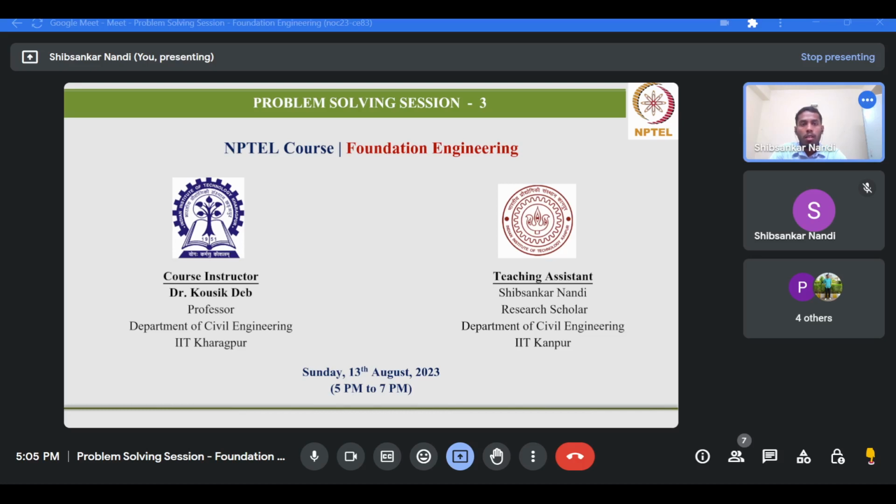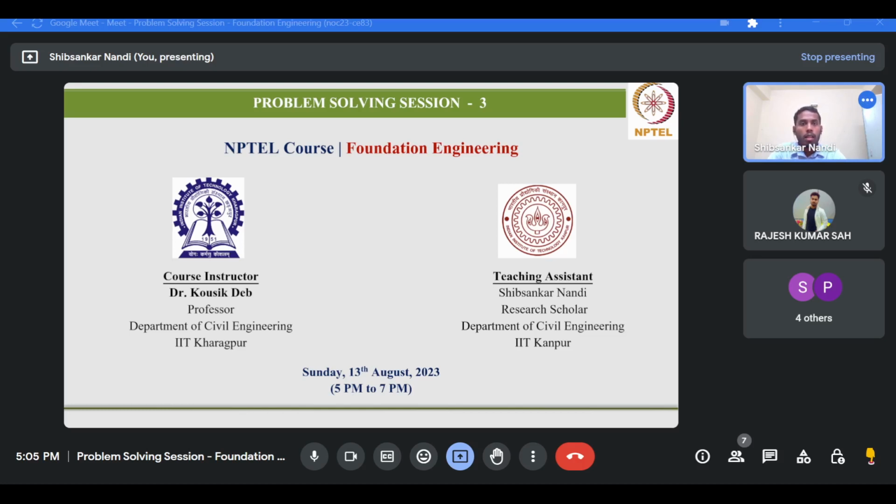For the pressure meter test, we had been given all the data and had to determine the pressure meter modulus, or the Ménard modulus. We discussed in detail how to utilize those data to calculate the Ménard modulus. I hope you solved those problems at home. If you still face any kind of problem, please let me know.